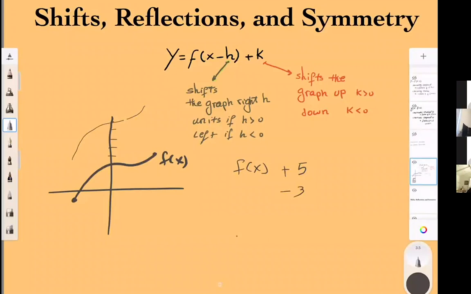If I say y equals f of x minus 2, anything we add or subtract inside, we go horizontally. The formula has a negative, so if h is positive, which in this case it is, we go h units to the right. If it's negative, we go h units to the left. In this case, we go 2 units to the right. For example, 1, 2, it will be something like this.